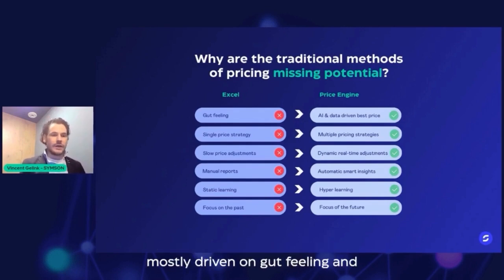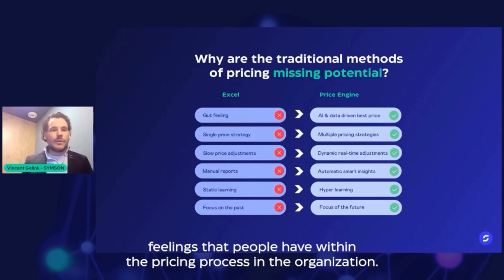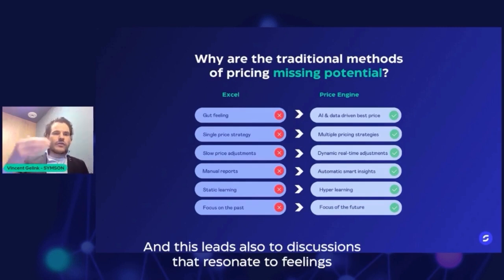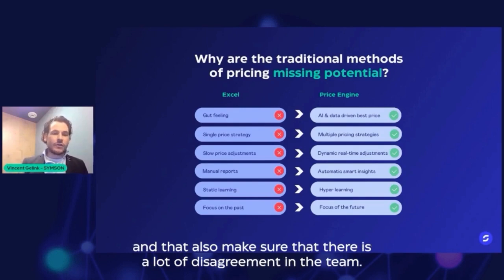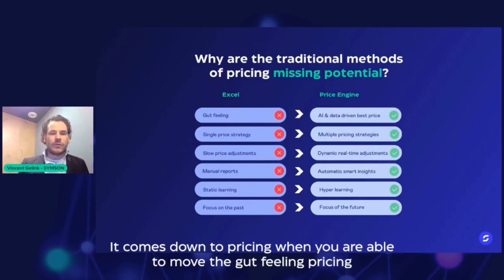and feelings that people have within the pricing process in the organization. And this also leads to discussions that resonate to feelings, and that also makes sure that there's a lot of disagreement in the team when it comes down to pricing.